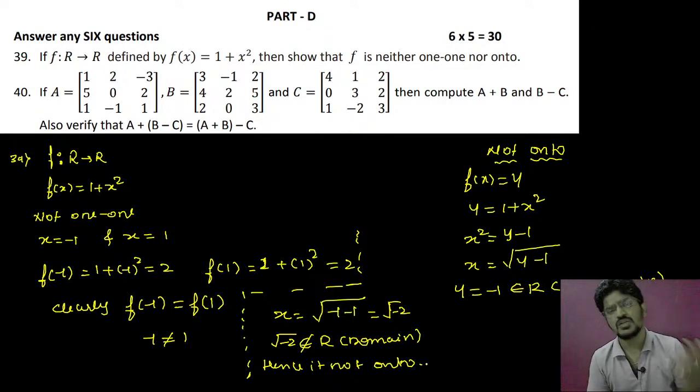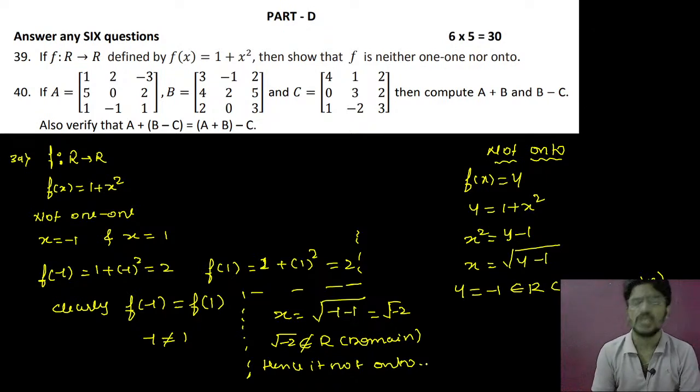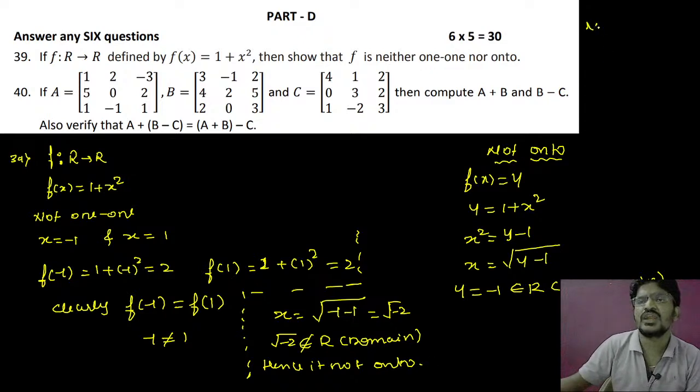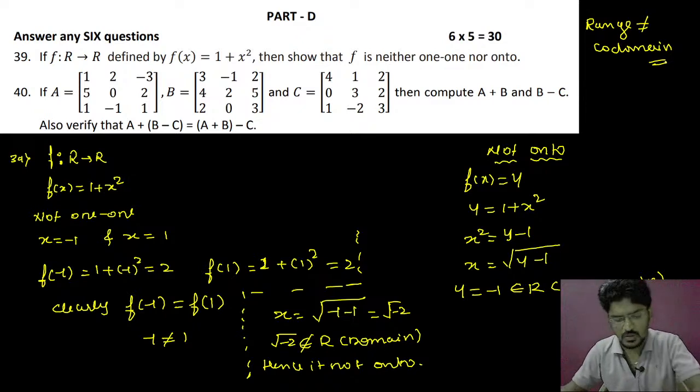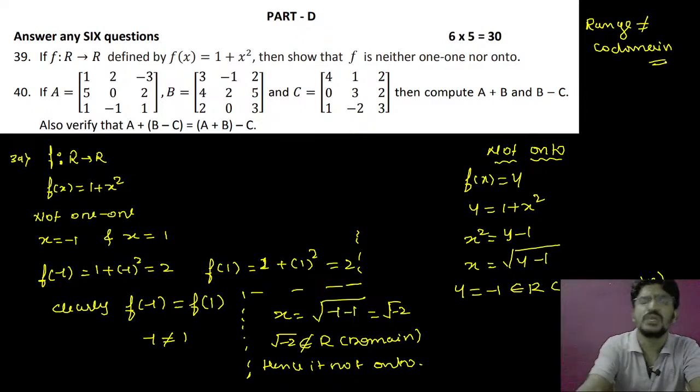So if you want to write, you can also write range is not equal to codomain, therefore it is not onto. You can write that also, and you can say that it is not onto. Clear? So you have two methods to solve it, no problem. You can go through any method.